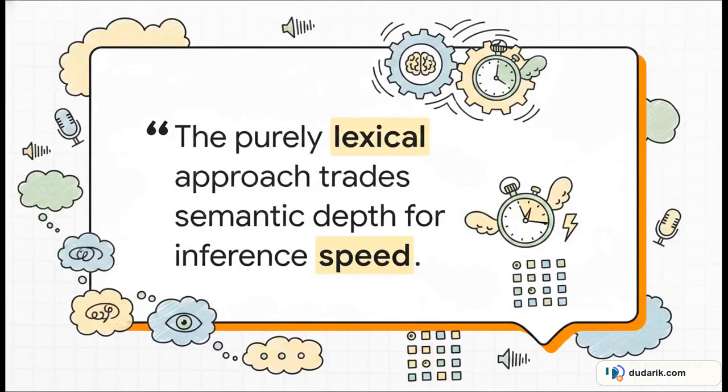To wrap this whole explainer up, I want you to chew on this quote from our analysis. The purely lexical approach trades semantic depth for inference speed. Look, while this sparse matrix approach is unbelievably fast and efficient, it doesn't and inherently can't understand the deep, nuanced contextual relationship between words the way those heavy cross-modal embeddings do. So, I'll leave you with this provocative thought.